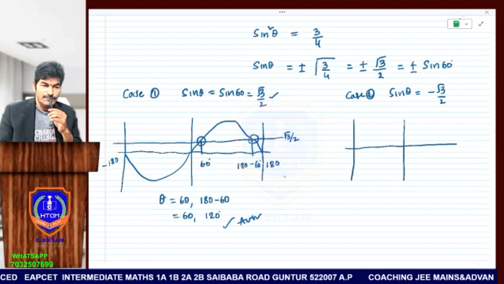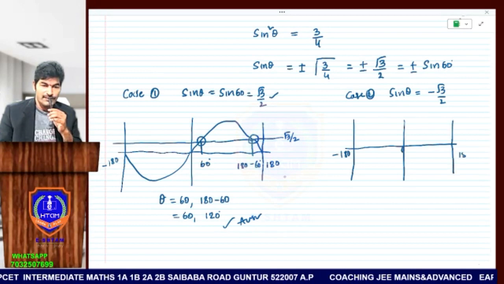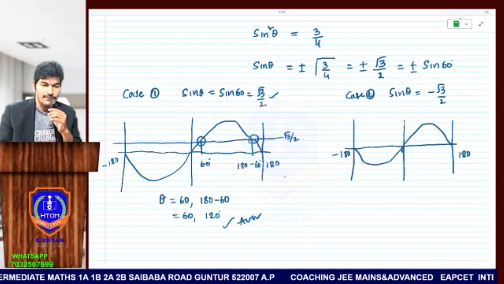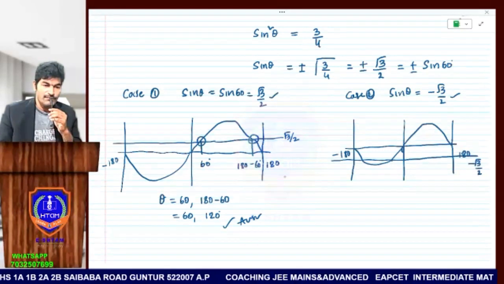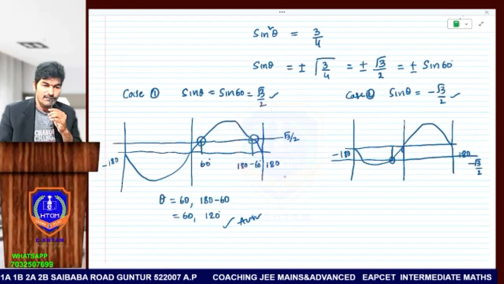This is minus 180 and this is 0, and this is plus 180. The sine graph will be looking the same, like this. And this value is minus root 3 by 2. Where does it lie? This one lies like this. This is minus root 3 by 2. So identify the point of intersection of this line and the graph. These are the points of intersection.